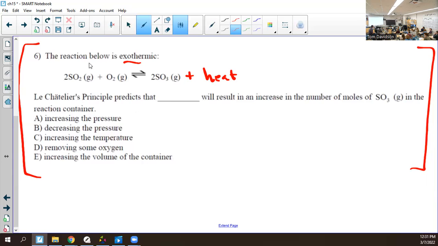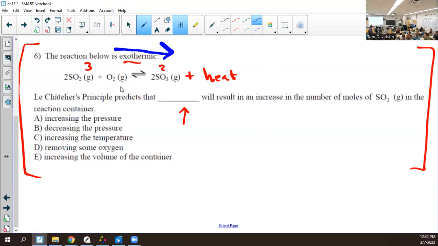It does say they're gases, so I have a 3 and I have a 2. Are we okay with that? You should do that as well. All right, I want a change that will result in an increase in the number of moles of SO3. So I am looking for something that makes the system go this direction, correct? Okay, will increasing the pressure make it go that direction? Yes, that was a letdown.